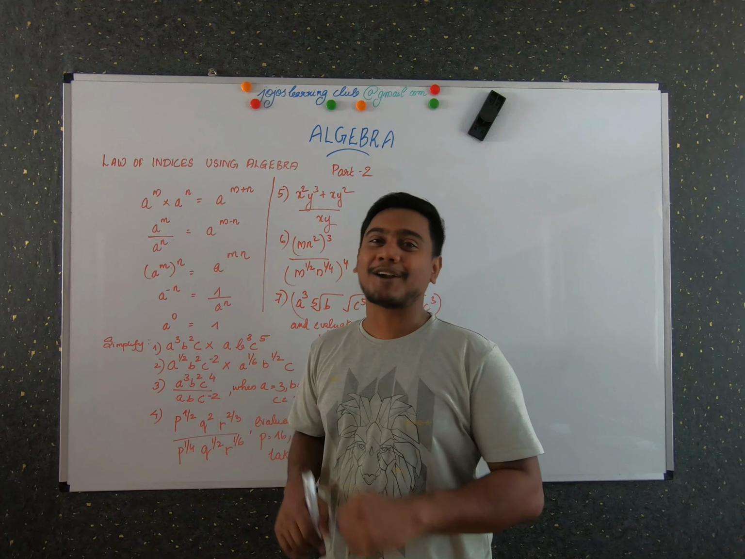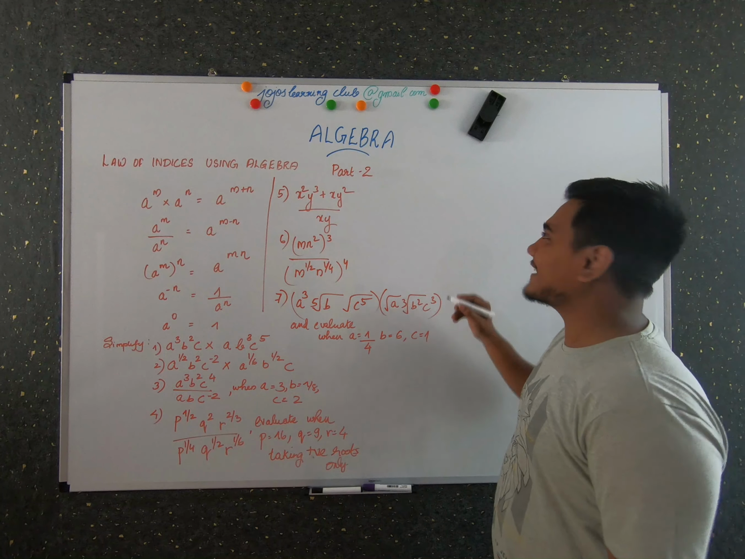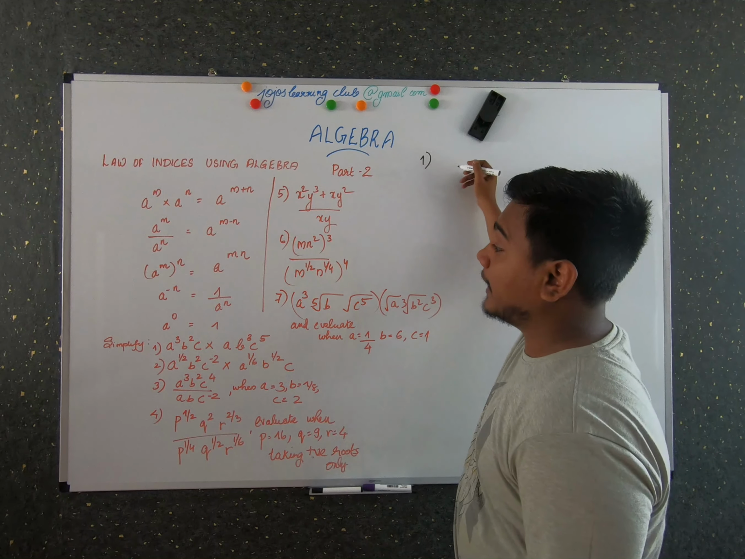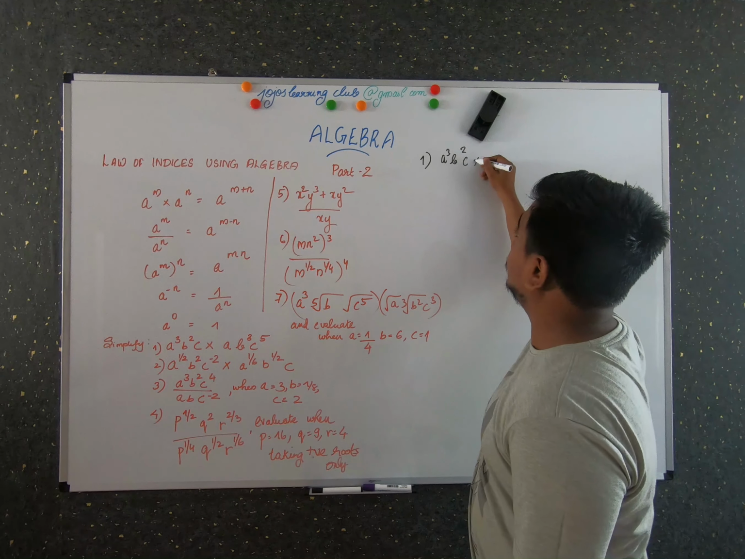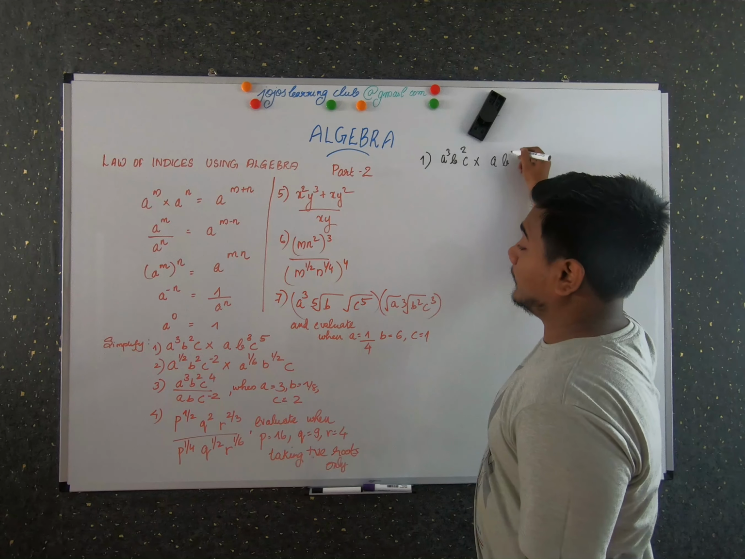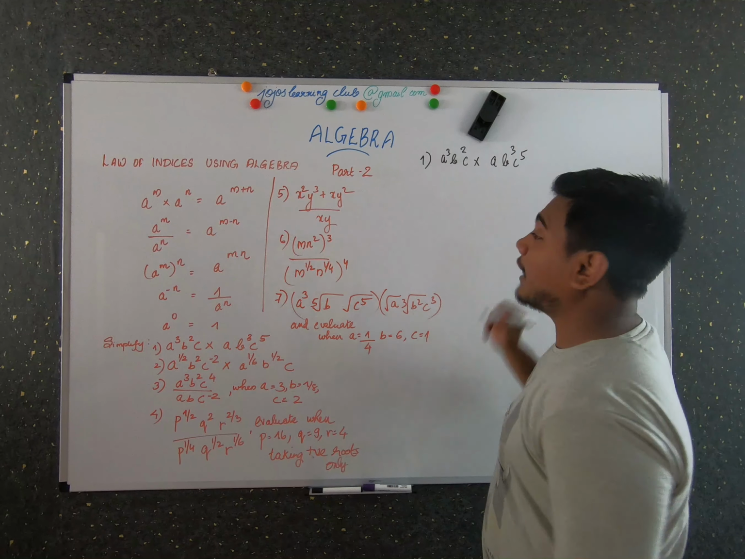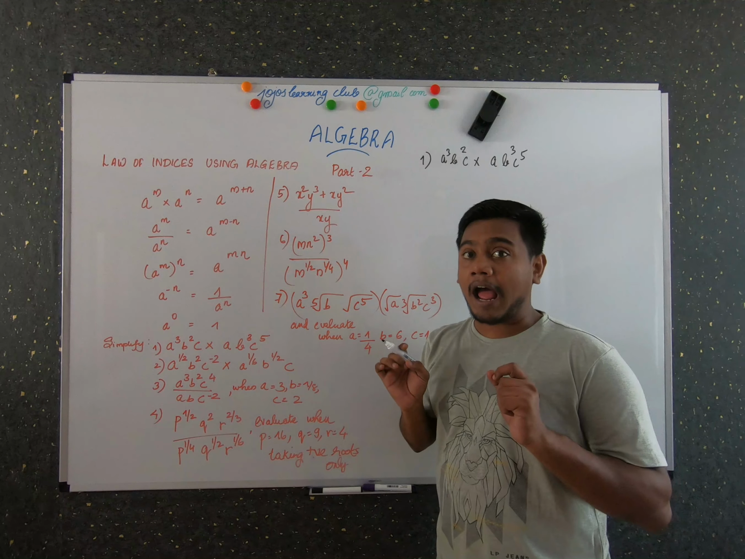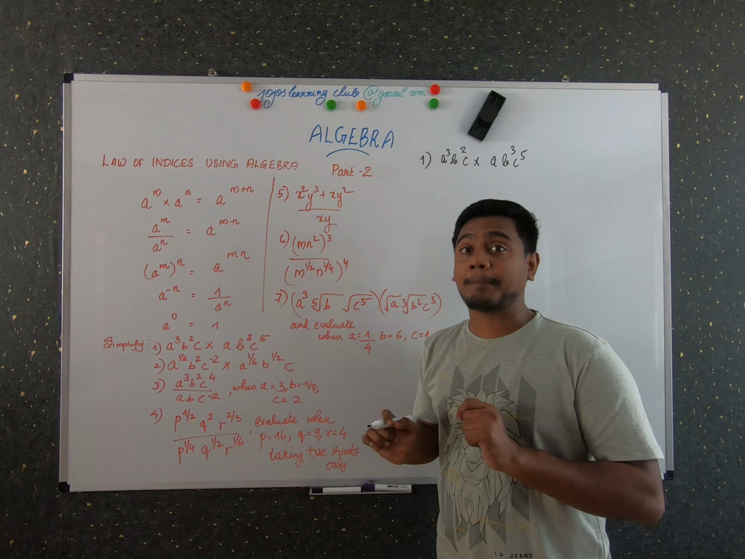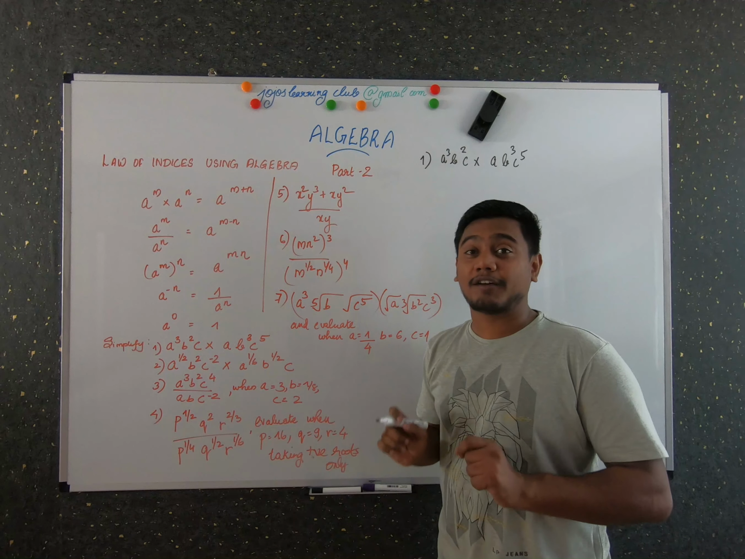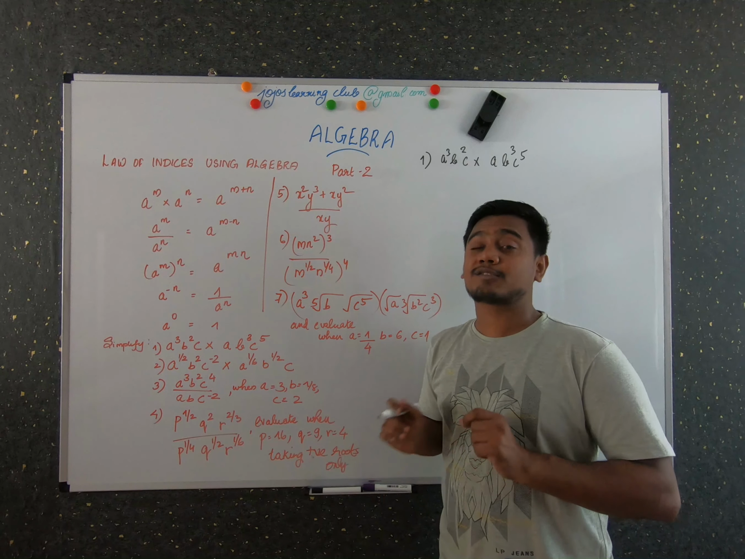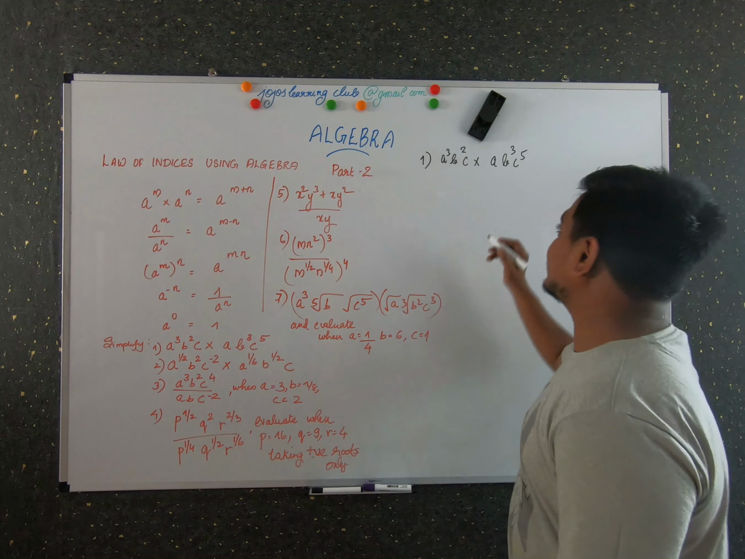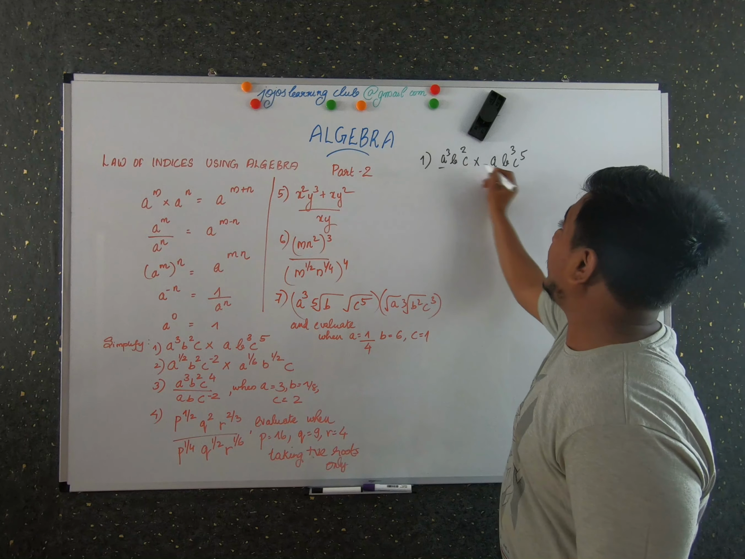So let's directly start with the problems. Let's start the first problem: a cube b square c into a b cube c raised to 5. Before doing that, I would highly suggest you take a pen and paper and practice with me while I'm doing it on the whiteboard. It will be greatly helpful rather than just watching.